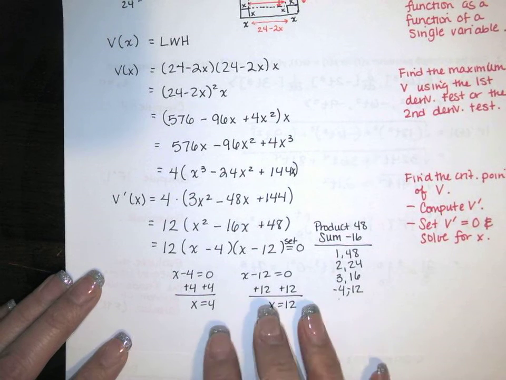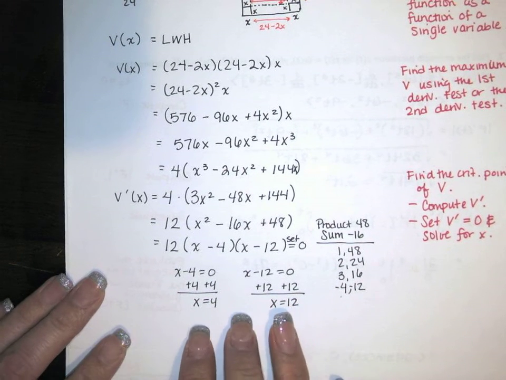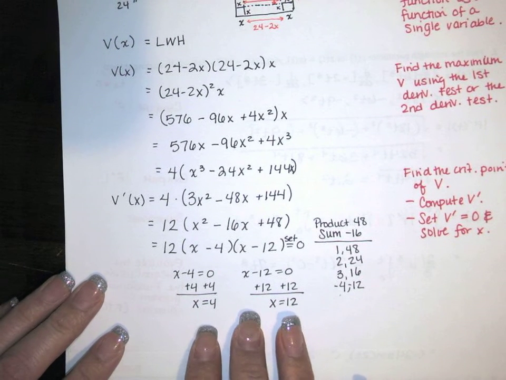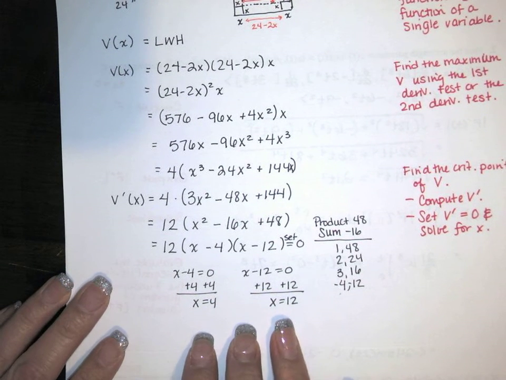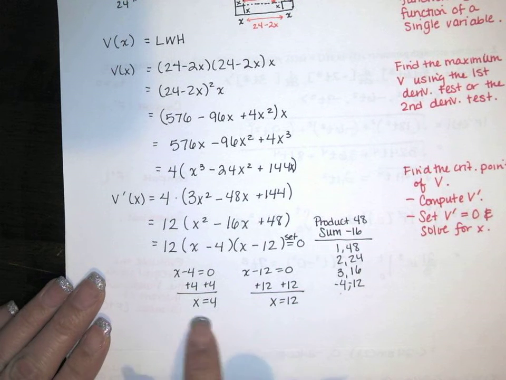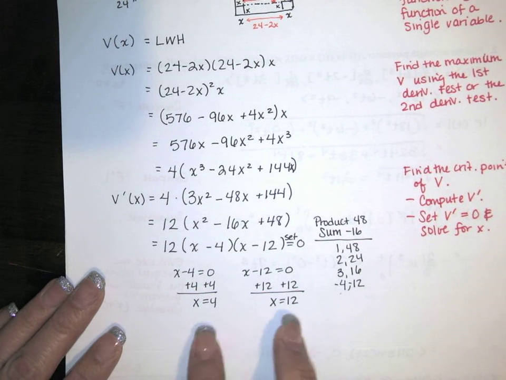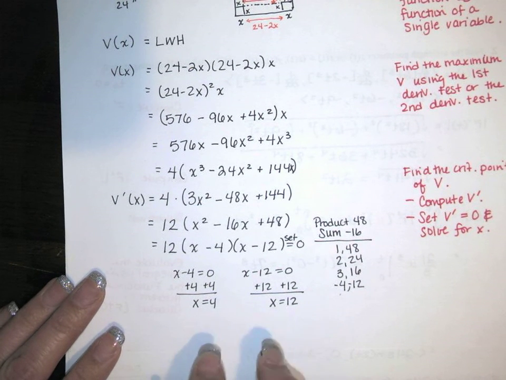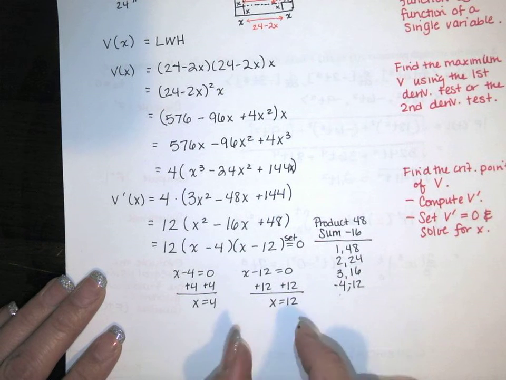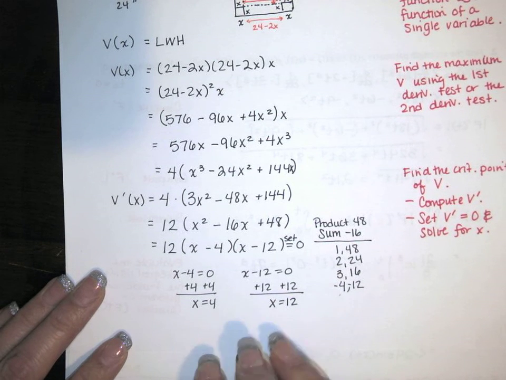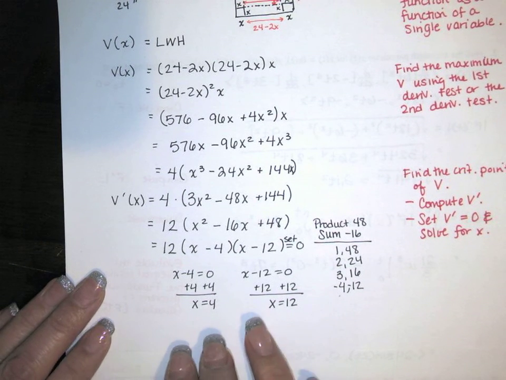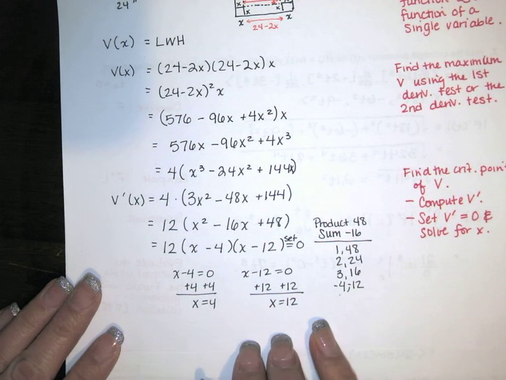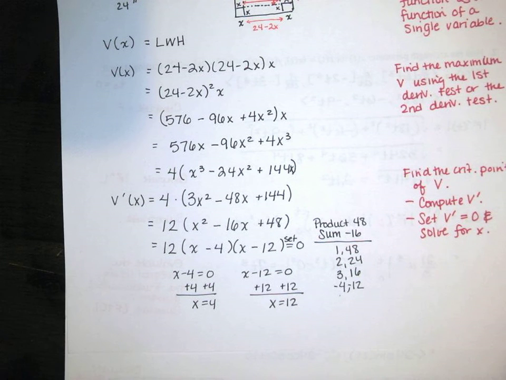Remember, the critical points do not necessarily correspond to the maximum volume. We need to figure out which one of these, if there is one, gives us a maximum volume. We need to figure out which one corresponds to a maximum volume rather than a minimum volume. We don't want to accidentally minimize the volume when we intended to maximize it.